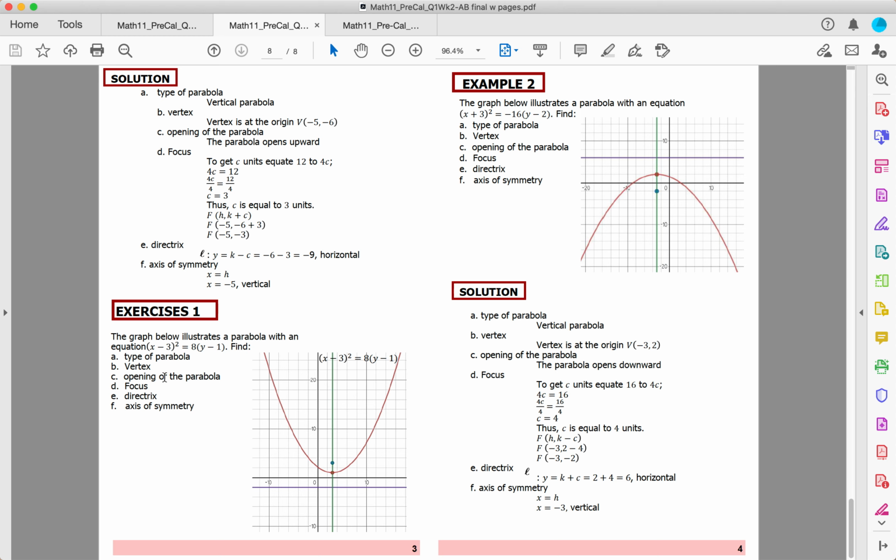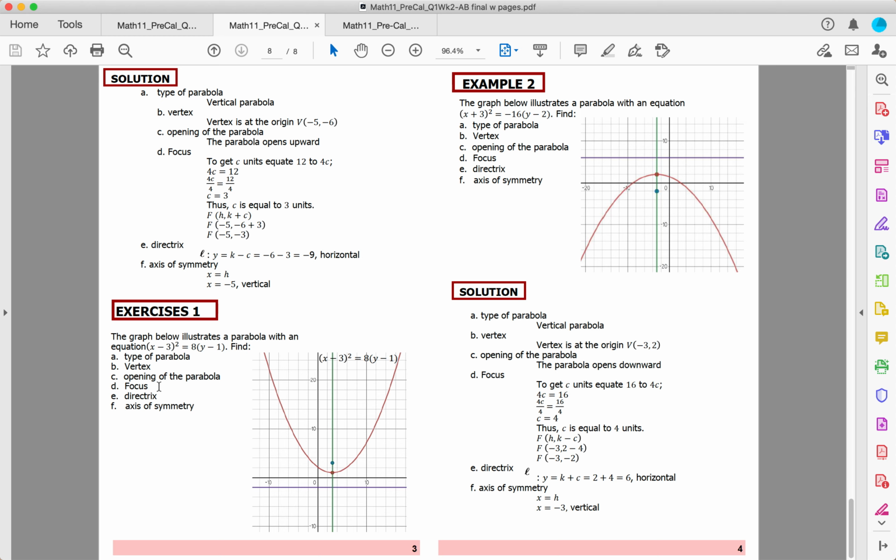Now the vertex. For the vertex, you look for the h and k value. Remember, the h is always together with x and the k is together with y. So this is x minus h. Therefore, the x coordinate of the vertex is at 3. This is y minus k, meaning this is k, so the vertex is at (3, 1), right? (3, 1). Correct.